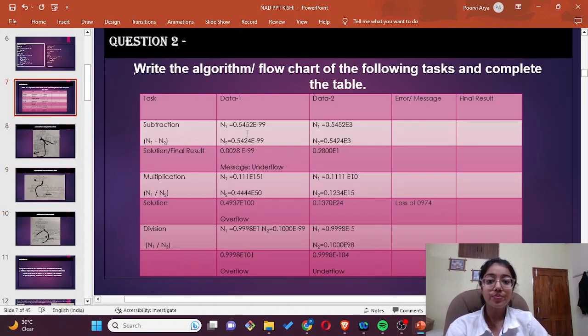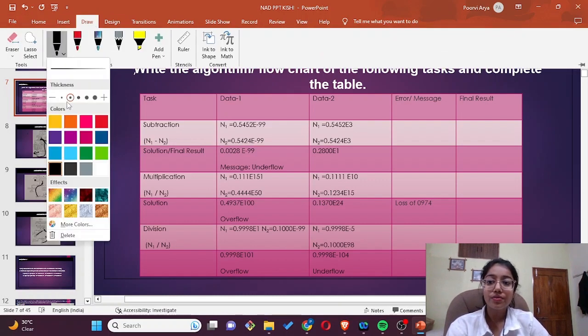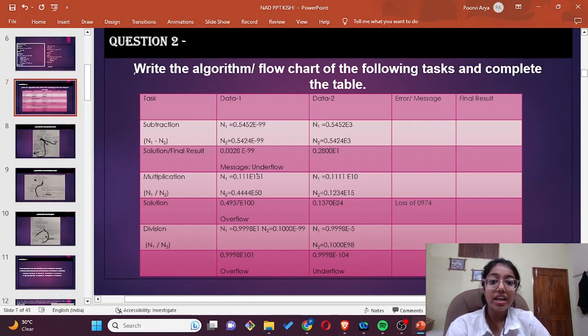So as you can see, for subtraction here the solution is underflow. Okay, it says it is underflow, and here there is no error, it gives the proper solution. For multiplication in these two values, the answer is overflow, and here there is no error. Error here is loss of 0974. In division n1 and n2, in both of the data we get overflow and underflow.